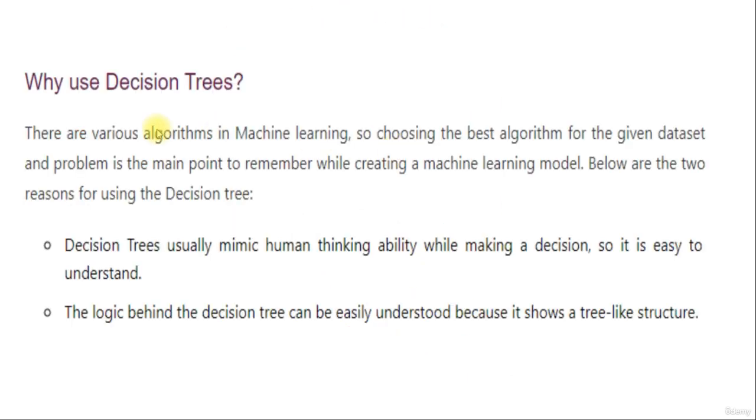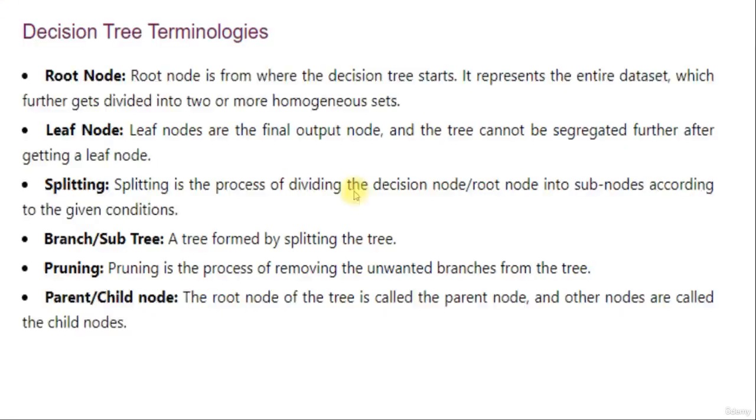So why do we use decision trees? There are various algorithms in machine learning, so we choose the best algorithm for the given dataset. The main point to remember is that decision trees usually mimic human thinking ability while making a decision, so it is easy to understand. The logic behind a decision tree can be easily understood because it's just a tree like structure, so we can easily derive back the logic based on which the decision, the prediction or the classification was made.